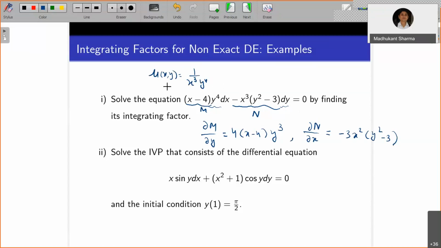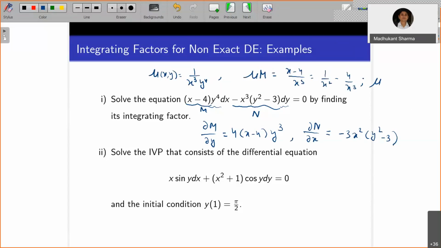Once you have this, you can see what the new M is going to be: x minus 4 by x³. So that's going to be 1 by x² minus 4 by x³.